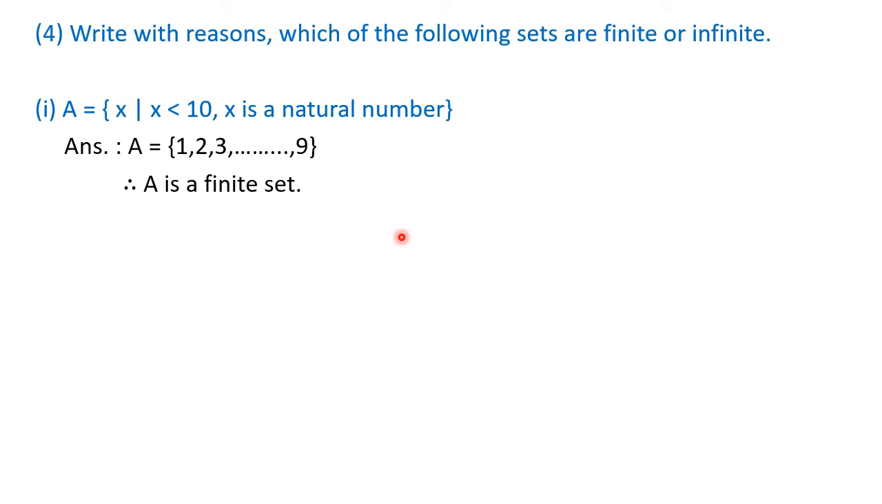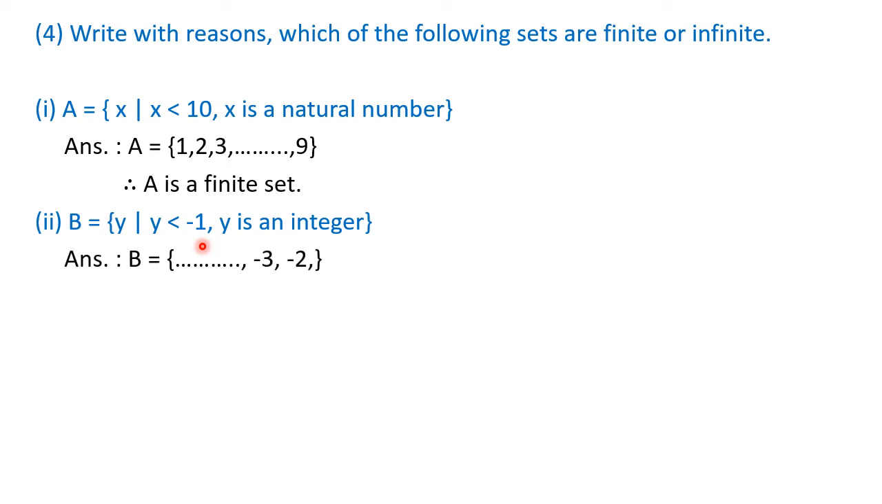Got it? Next. B is the set of all y such that y is less than -1 and y is an integer. So I have to write all the integers which are less than -1. That means only up to what? -2 you are going to write. Okay, because -1 is greater than -2. So here your set is infinite.